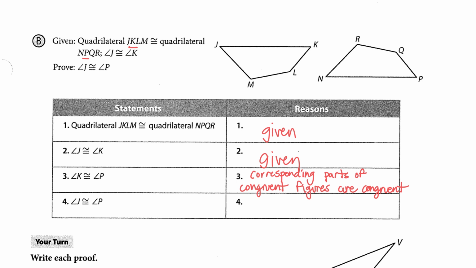And then they claim that angle J is congruent to angle P. I noticed that K is mentioned here and here. So by connecting statement 2 and 3, we know that angle J must be congruent to angle P, and that is by what's called the transitive property, which we talked about on page 911.